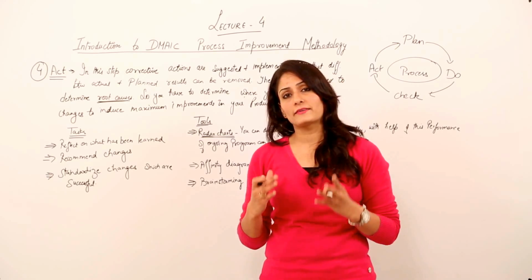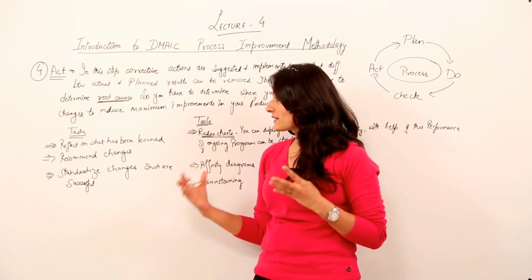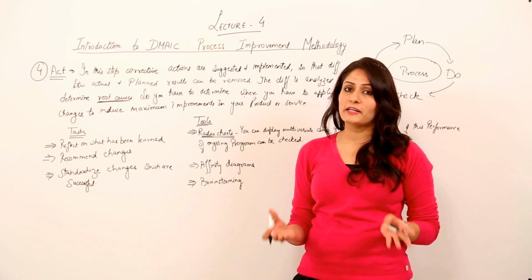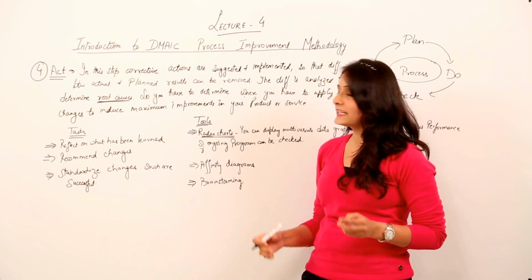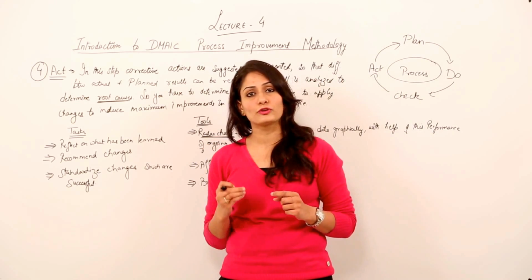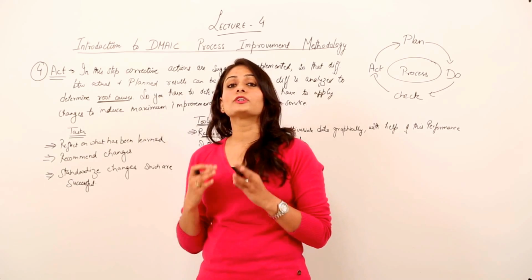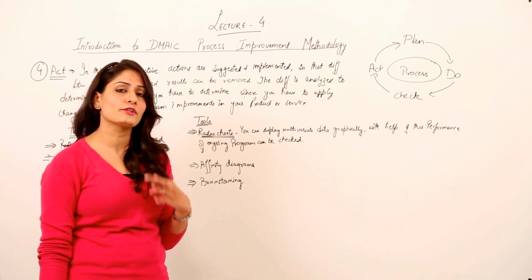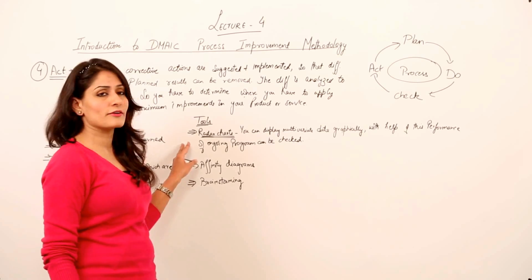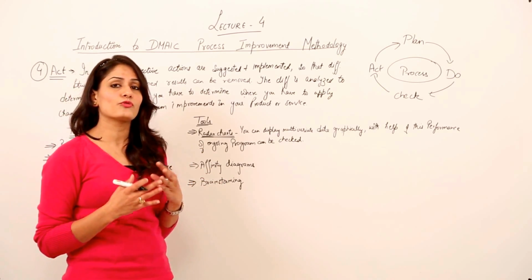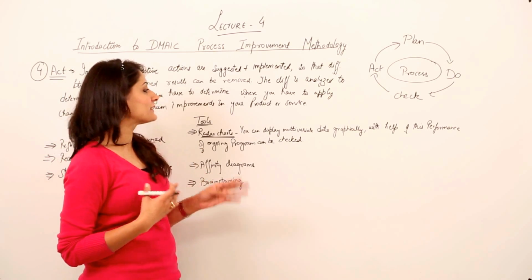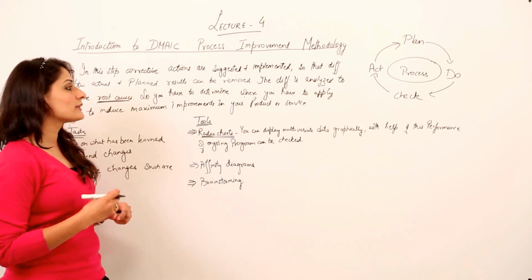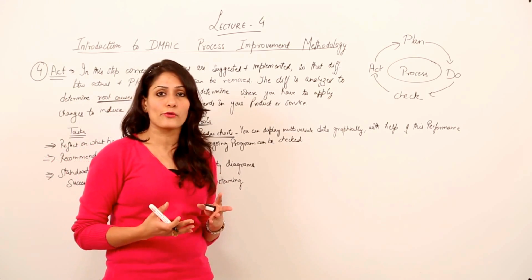So what are my tasks of this phase? My tasks are to reflect on what has been learned, recommend changes, and finally I have to standardize successful changes. Now what are the tools which I can use? Tools which I can use in this phase are radar charts. With the help of radar charts, we can display multivariate data graphically. These are very useful to check the performance of an ongoing program.